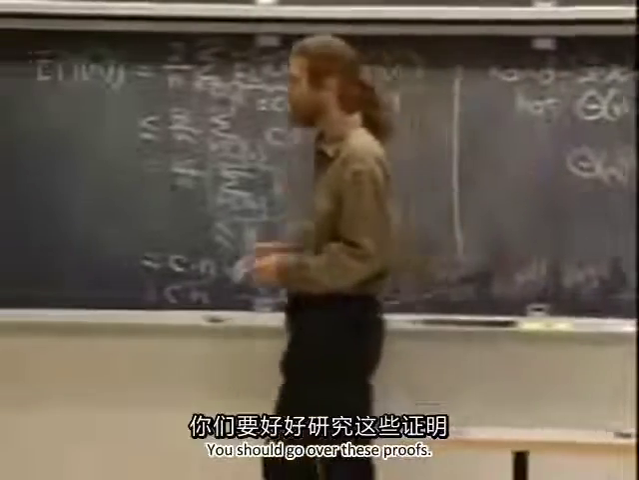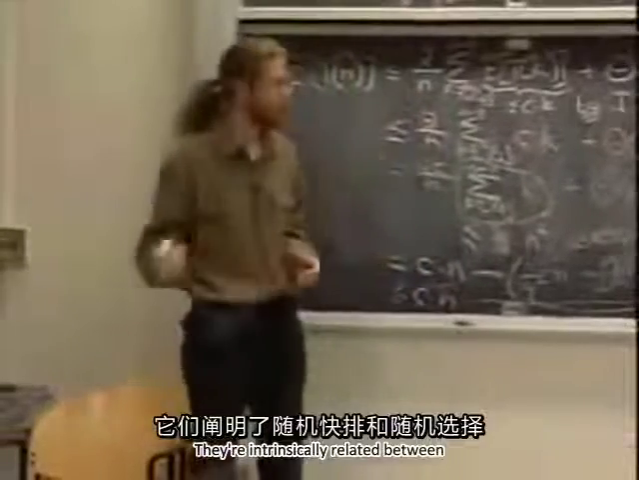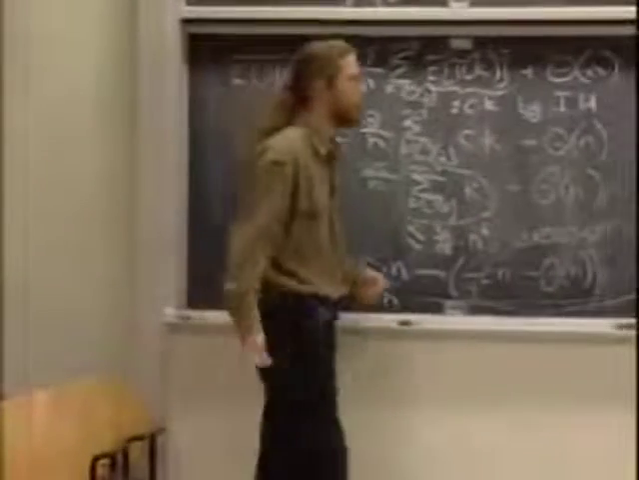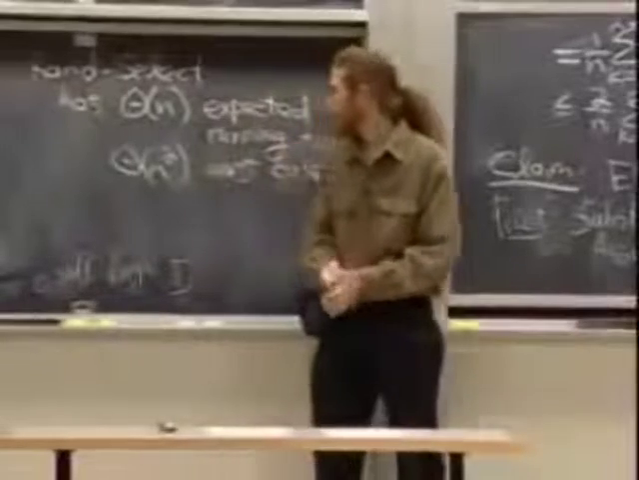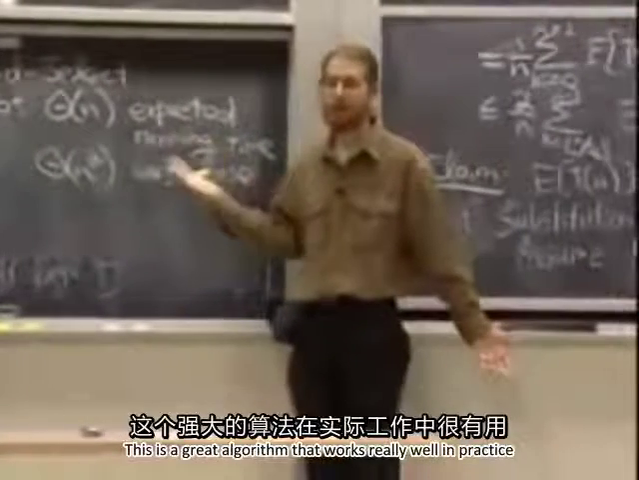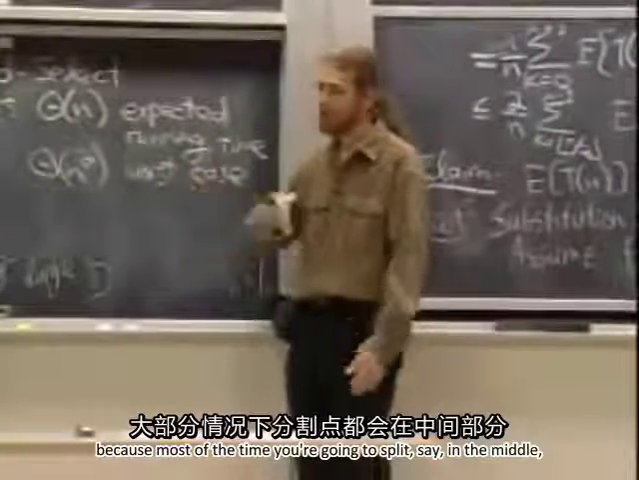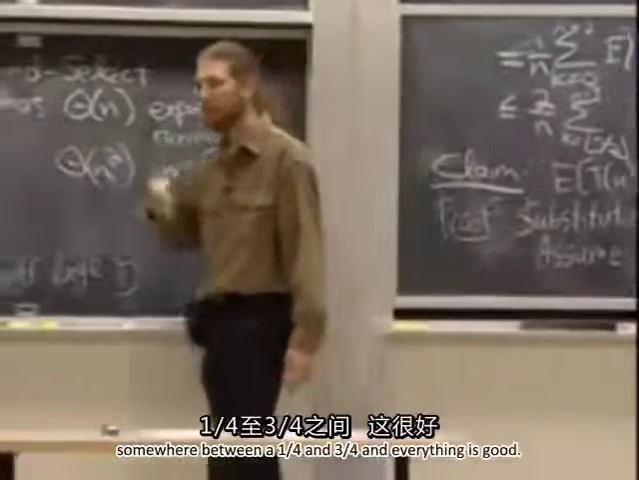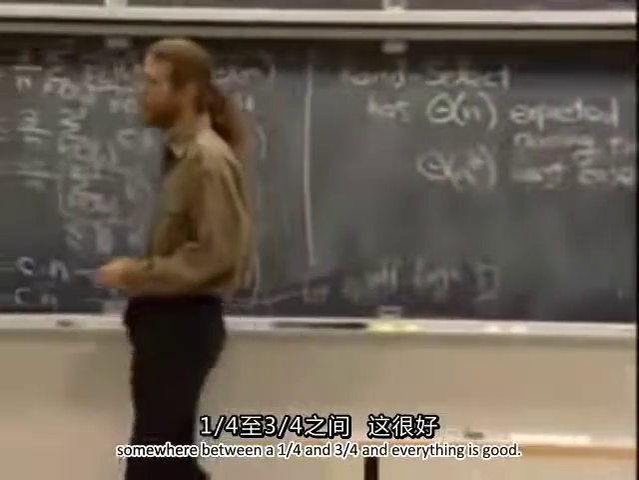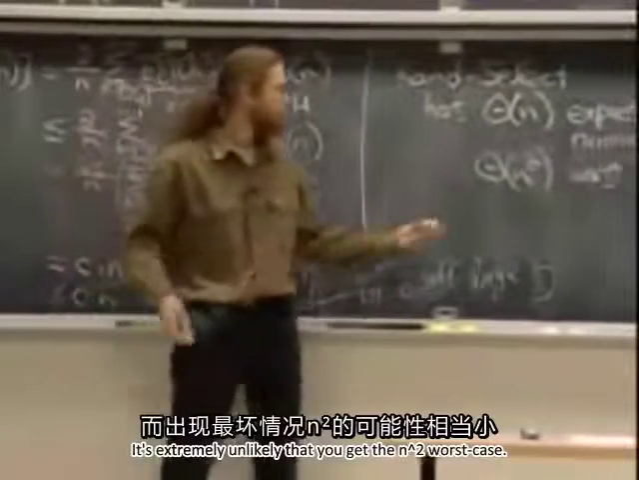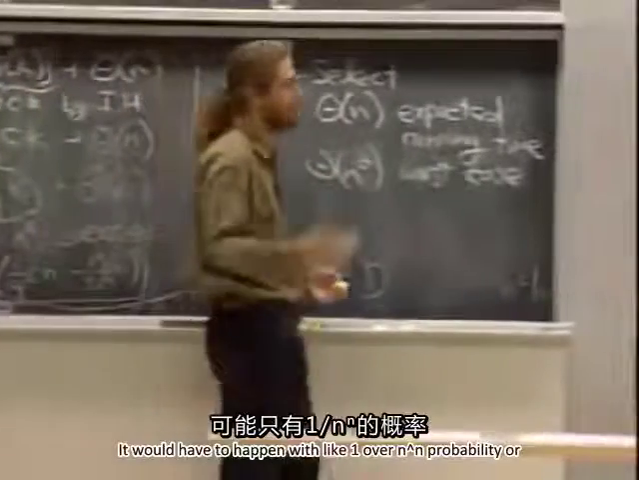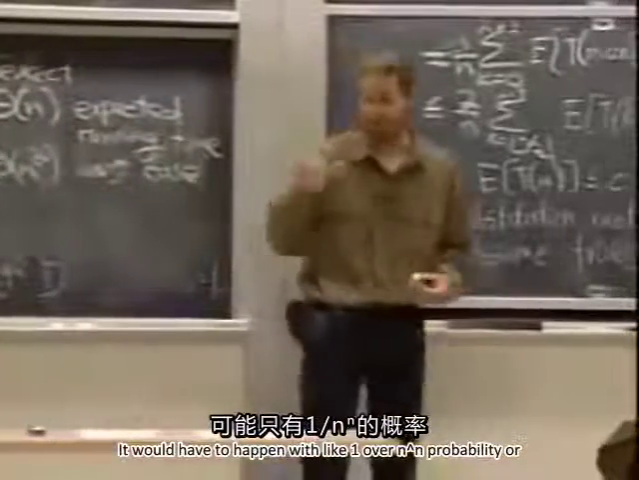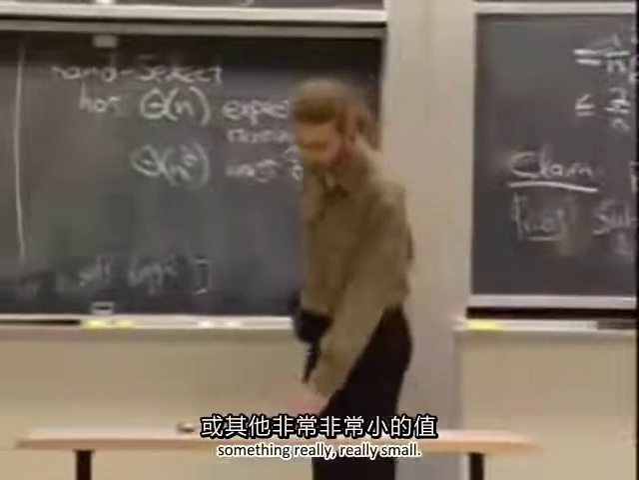You should go over these proofs, and they're intrinsically related between randomized quicksort and randomized select. Know them in your heart. This is a great algorithm. It works really well in practice, because most of the time you're going to split, say, in the middle, somewhere between 1/4 and 3/4, and everything is good. It's extremely unlikely that you'd get the n squared worst case. It would have to happen with like 1 over n to the n probability, or something really, really small.